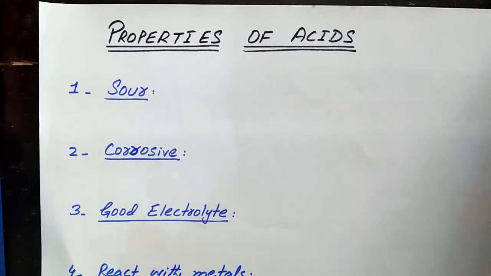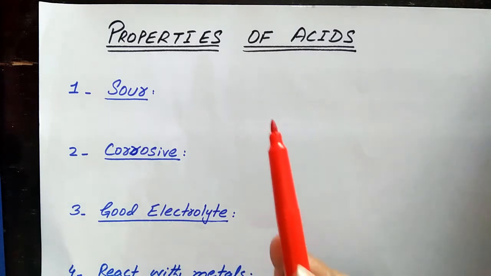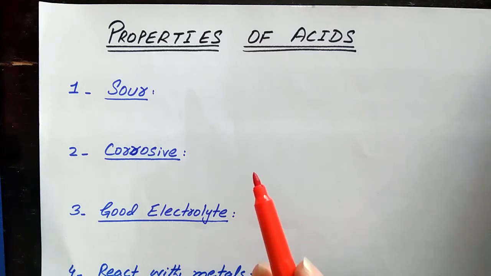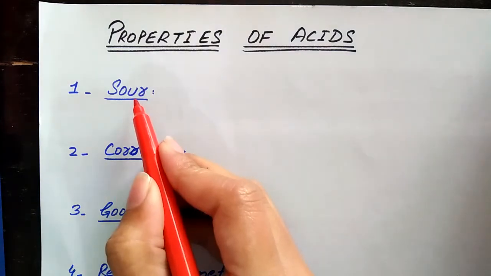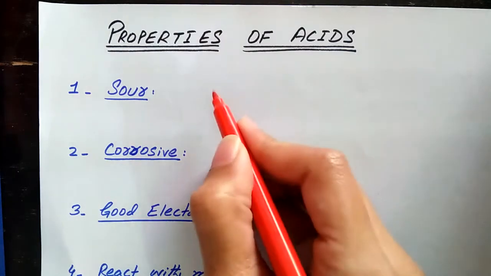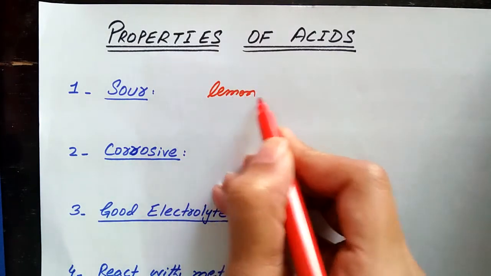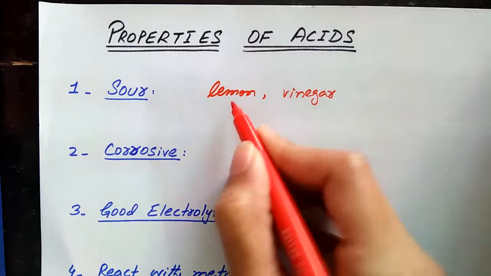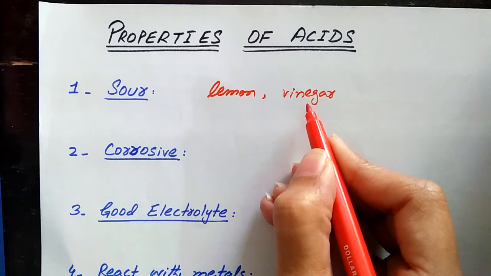Properties of acids. When you buy some lemon or a grapefruit, you notice some sour taste. Basically, this sour taste is due to the presence of acid, that is basically the citric acid in lemons and the grapefruits. So, sour taste is basically one of the properties of acids, like lemon, vinegar. All these have sour taste.